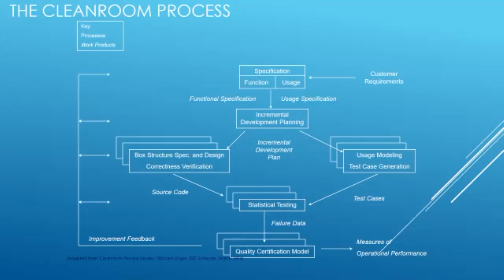Here the incremental development plan is driven, and these both are again combined in statistical testing, where failure data sometimes may occur, and it gives the last quality certification model where measures of operational performance are carried out. Here, source code and test cases are used, combining these two boxes for statistical testing. The improvement feedback is carried out.